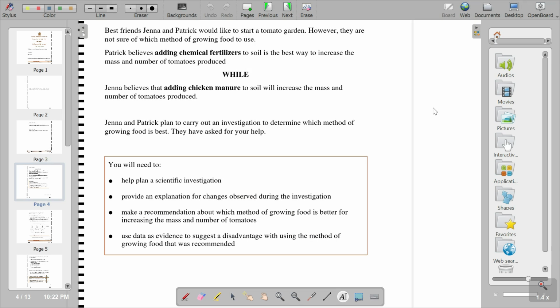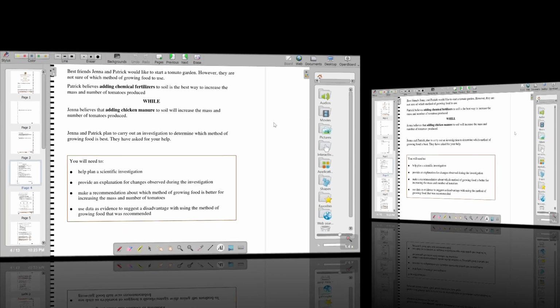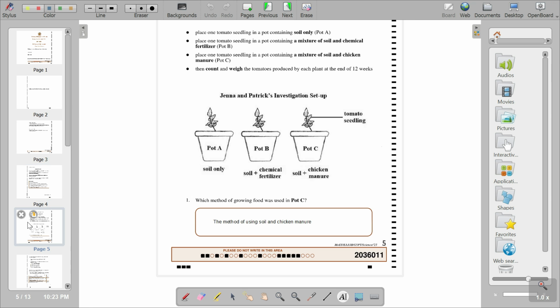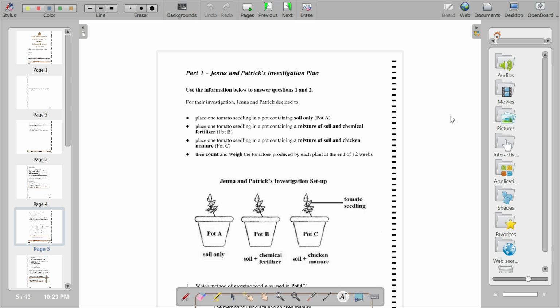How can you help? You will need to, one, help plan a scientific investigation. Two, provide an explanation for changes observed during the investigation. Three, make a recommendation about which method of growing food is better for increasing the mass and number of tomatoes. Four, use data as evidence to suggest a disadvantage with using the method of growing food that was recommended. Okay, so those are the things that we need to look at. Let's jump in, guys. So here's part one.